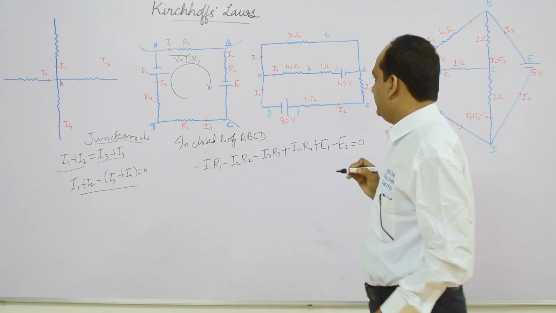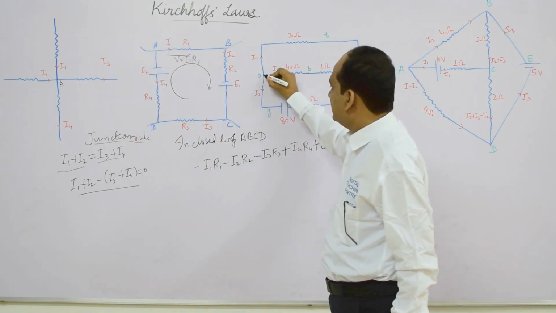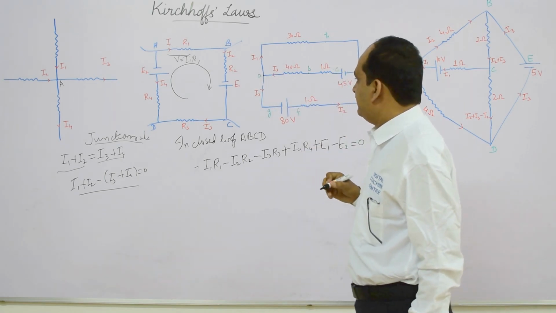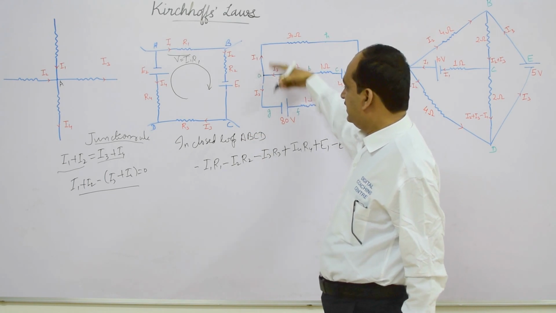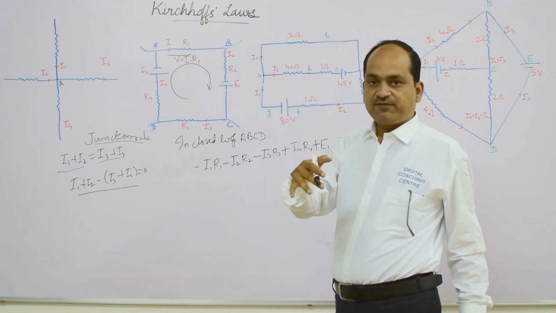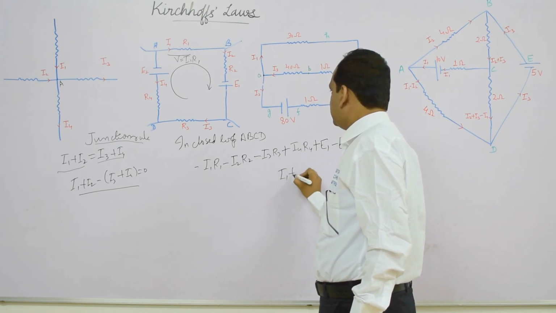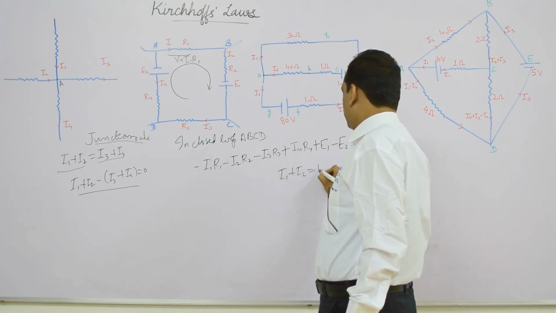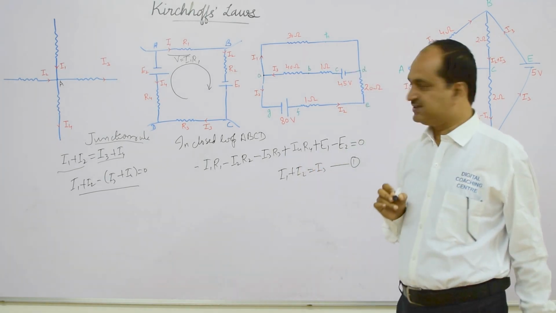Now we will first apply the junction rule. Select the junction A. Here I3 is approaching the junction and I1 and I2 are leaving from the junction. So we can write I1 plus I2 equals I3. This is our equation number 1 in this circuit.